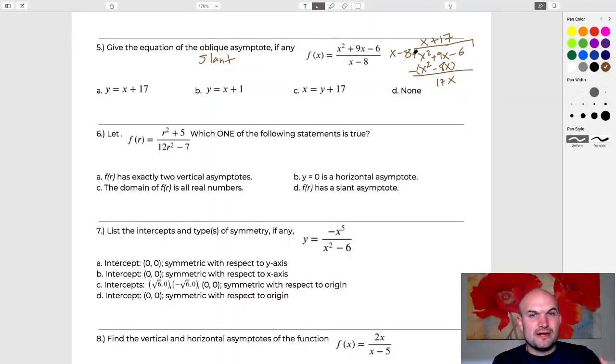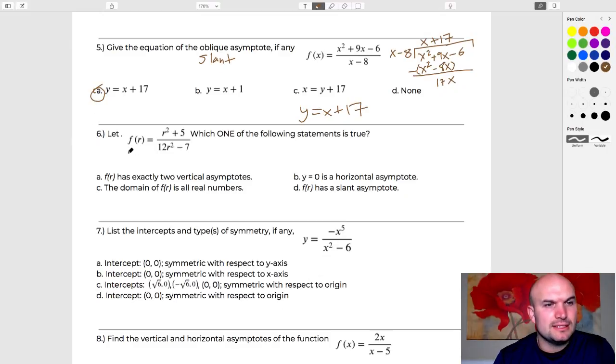And again, what we talked about in my class is we're only going to be working with asymptotes that are in a linear form. So you can see here, that is my quotient. So it'd be y is equal to x plus 17, which is answer A.